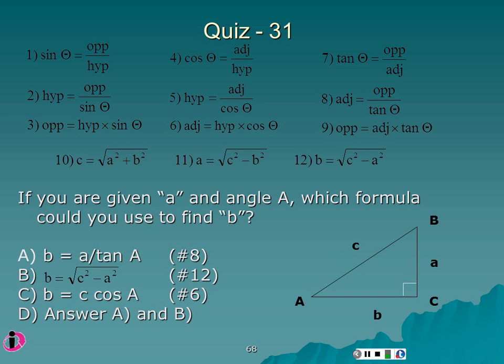This time it's a little bit different. You are given side a and angle A, and you have to find small b. Which formula to use?